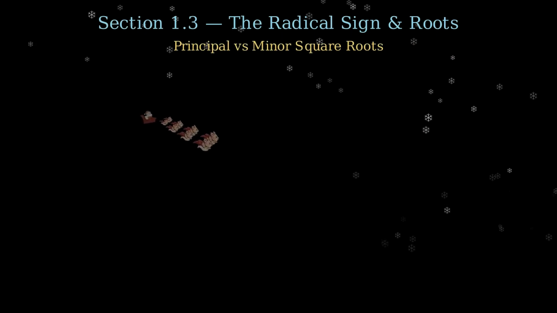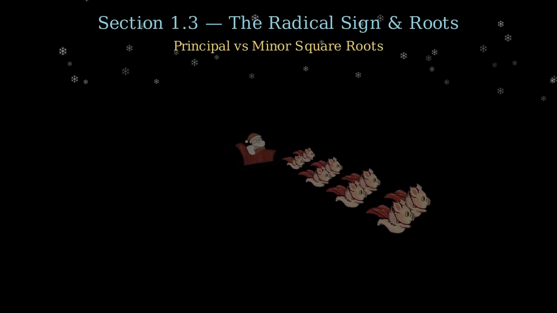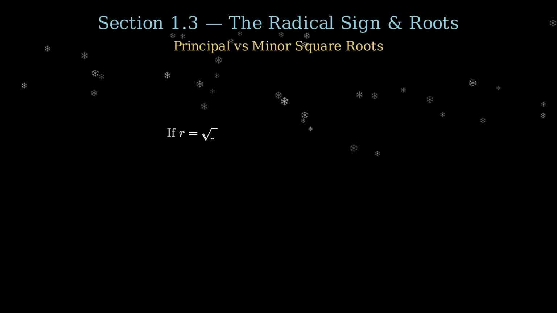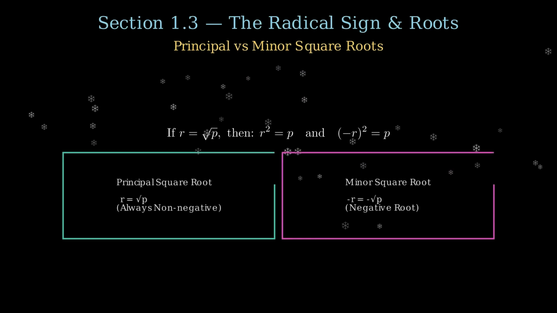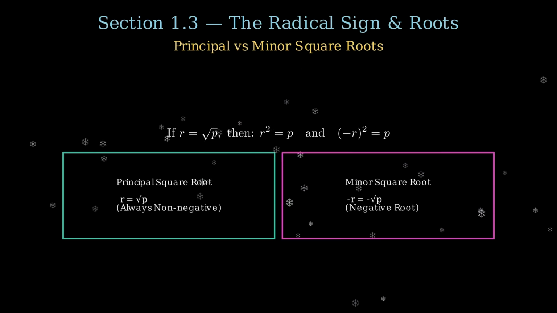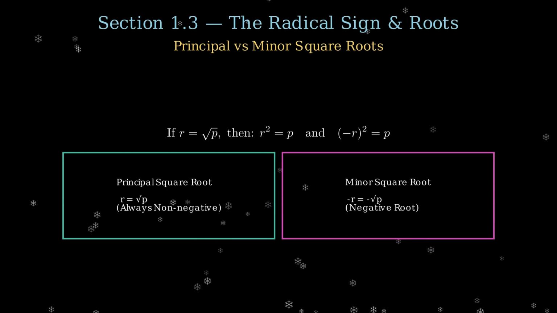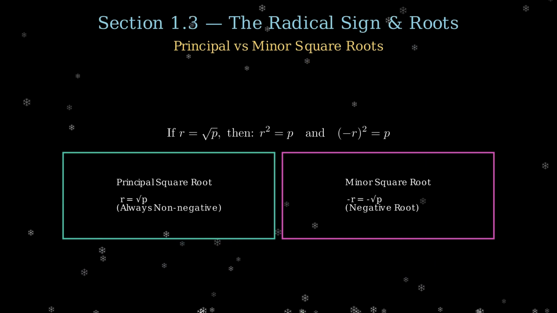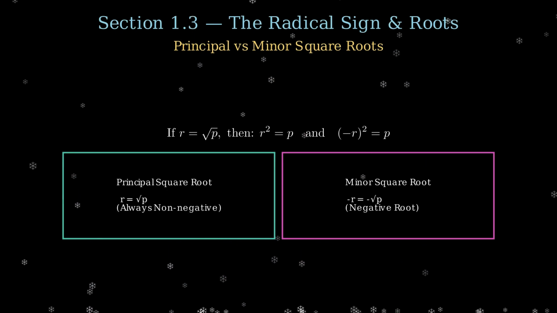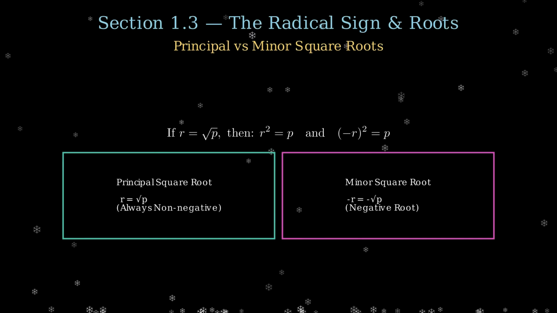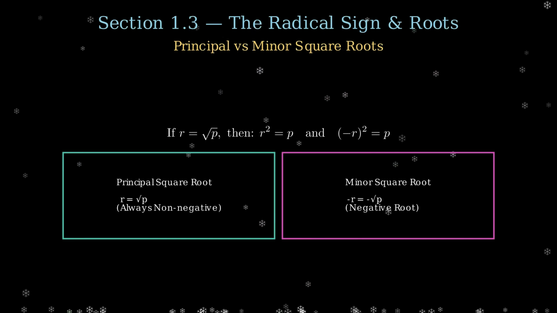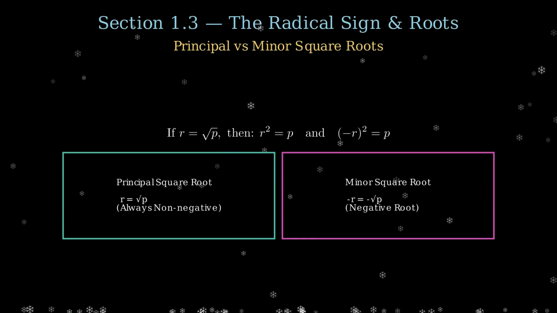For any real number p greater than 0, squaring either r or negative r results in p. Here, the positive result, r, is called the principal square root of p. On the other hand, the negative result, negative r, is called the minor square root of p. Remember that the radical symbol by itself always denotes the principal, non-negative root.